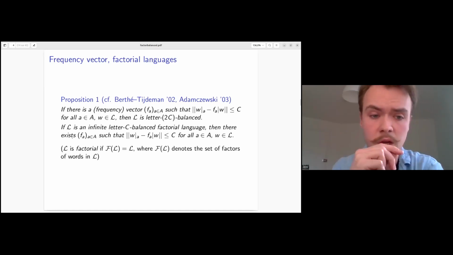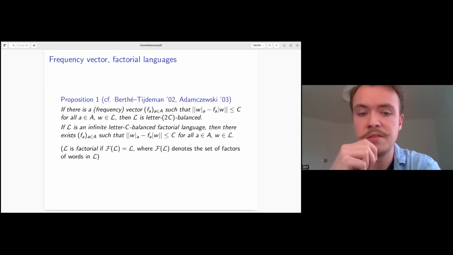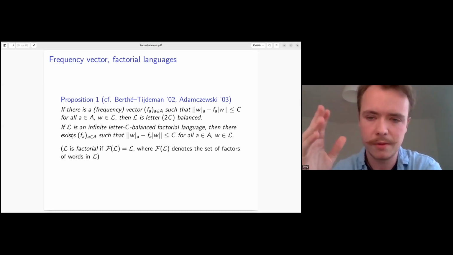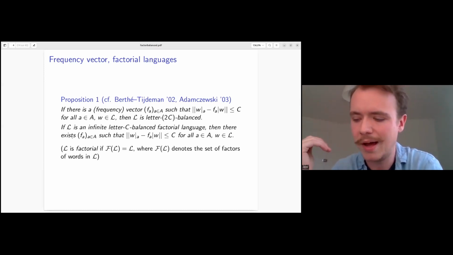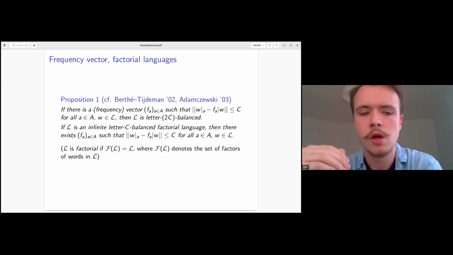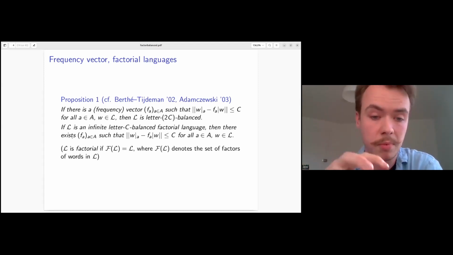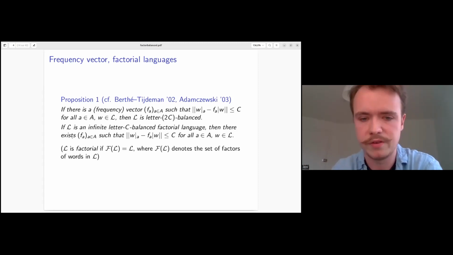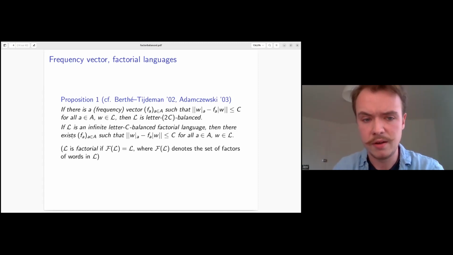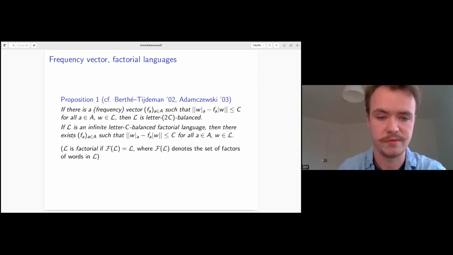And the reverse: if the language L is an infinite letter C balanced factorial language, and by factorial language we mean, and that will be the definition we use every time as we study factors of a language and factors of words of a language, we assume that this language is stable by taking the factors of it, so it contains all of its factors. That's what we call factorial languages. And so if a factorial language is letter balanced, then we have the existence of such a frequency vector.